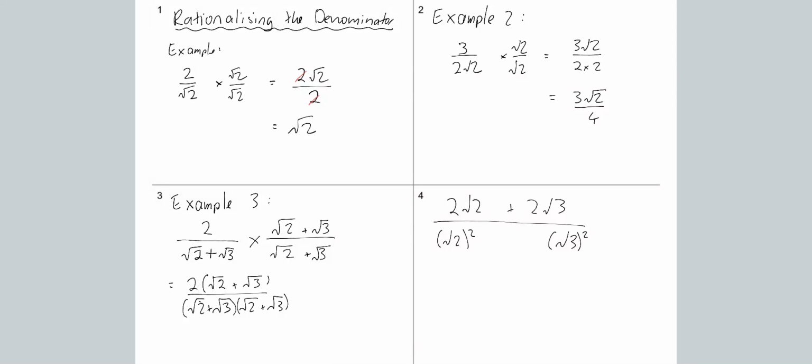But we're in trouble because when we expand a perfect square, we've got twice the 2 numbers in the middle. So we end up with 2 root 2 plus 2 root 3 all over 2 plus 2 root 6 plus 3. Now I can simplify that to 5 plus 2 root 6, but we've still got an irrational part to our denominator. So that doesn't work.